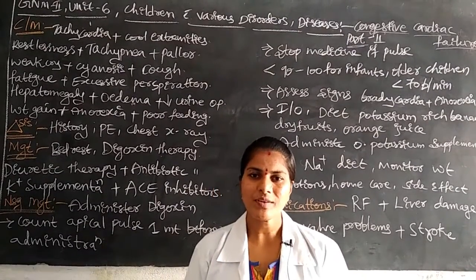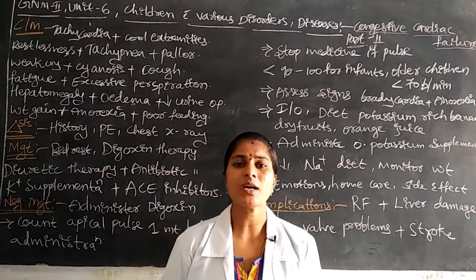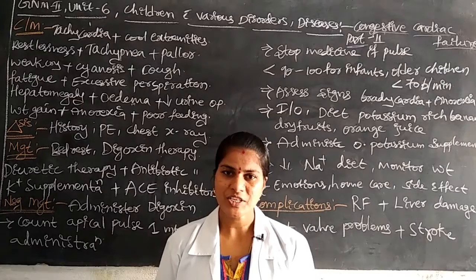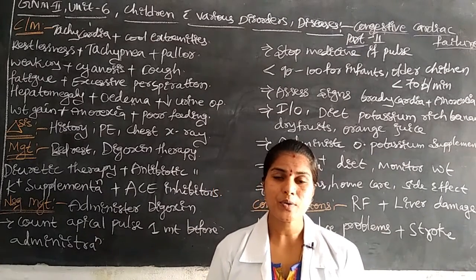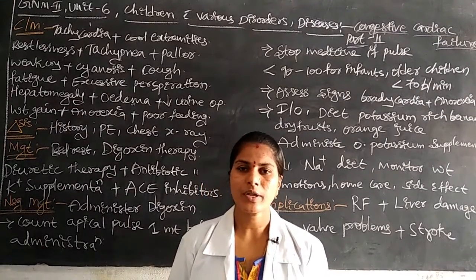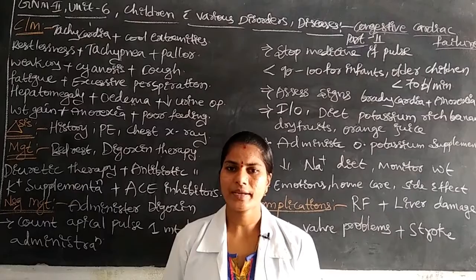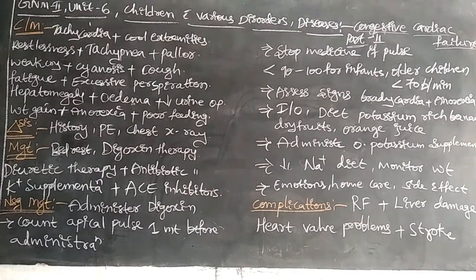At the home level, what we have to provide to the children, regarding that we have to explain to the parents. For prevention of side effects, what the side effects are, how to control and reduce those side effects, regarding that we have to give health education to the parents. Next we discuss complications.